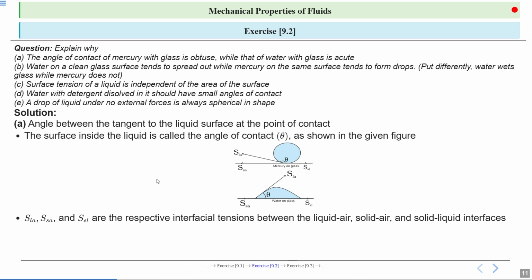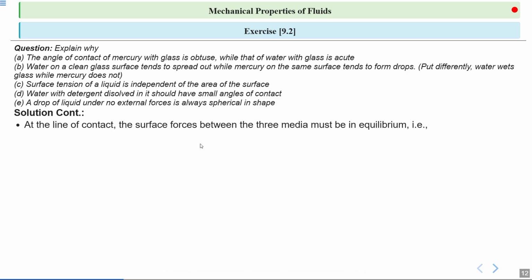S_LA, S_SA, and S_SL are the respective interfacial tensions between the liquid-air, solid-air, and solid-liquid interfaces. Now, at the line of contact, the surface forces between the three media must be in equilibrium. At this contact line, the forces from the surface of the solid, liquid, and air must balance each other. This balance of surface forces is what determines the angle at which the liquid meets the solid surface.